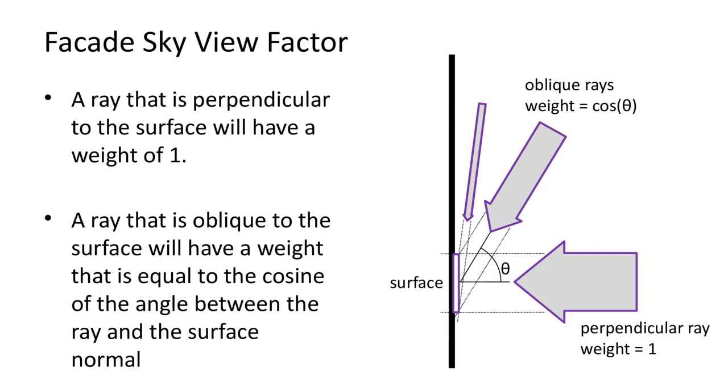Each ray is assigned a weight using the cosine weighting law. Perpendicular rays are assigned a weight of 1. Oblique rays are assigned a weight equal to the cosine of the angle between the ray and the surface normal.